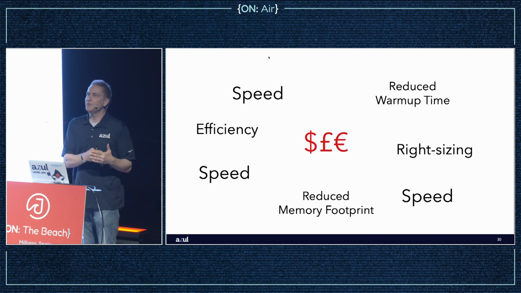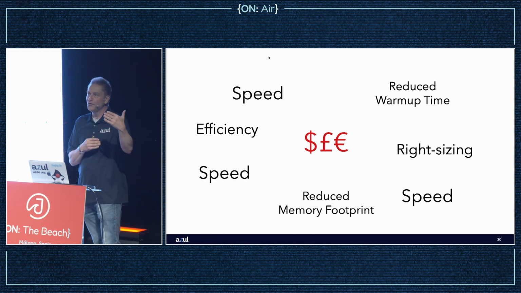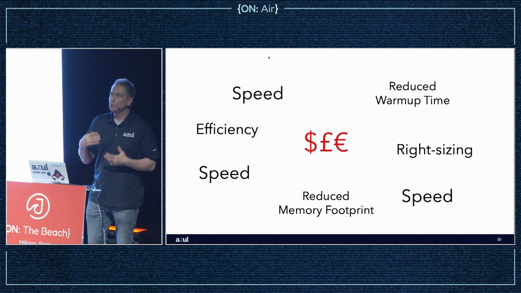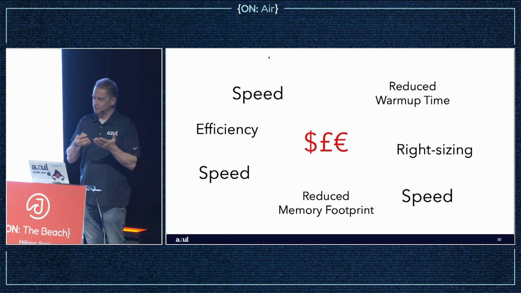Because if we can reduce the number of vCores we need, if we can improve the number of transactions per second that we can handle for the same set of resources, then we're going to reduce our cloud bill. And cloud is all about utility-based pricing. Less resources we use, the less we pay.